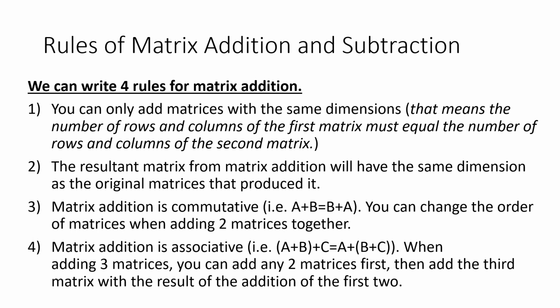There's 4 rules here. You can only add matrices of the same dimensions, i.e. the rows and columns: same rows, same columns. Our resulting answer will also have the same rows and columns as well. It also follows the basic properties of addition, the commutative property as well as the associative property. You can even add 3 sets of matrices together as long as they each have the same number of rows and columns each.